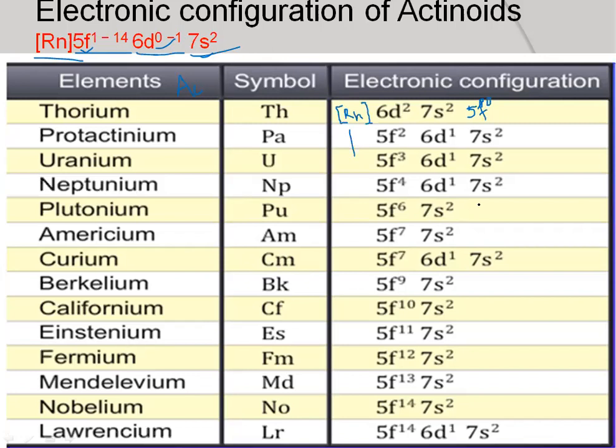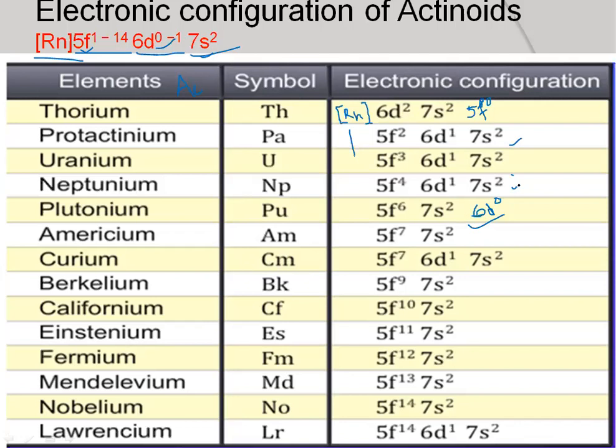Now here 6d is not there, and here also 6d is not there, so it indicates that 6d has not a single electron, 6d is 0. 7s2 will always be there. Okay, now here also an electron can jump from 6d orbital to 5f orbital because the energy difference between the two orbitals is very low. So the electronic configuration of lanthanoids and actinoids is very uncertain.